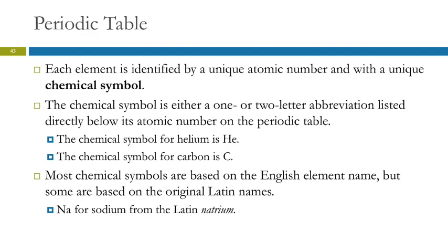But some of them don't seem to make sense, and that's because they're from the Latin or sometimes even the Greek names. So sodium. Sodium has the symbol Na. That doesn't seem to make any sense because there isn't an N or an A in the word sodium. So where does that come from? It comes from the original Latin name for sodium, which was natrium. It's the first 2 letters of the Latin name. So some of them are a little weird. I'm sorry, but we just have to deal with it.